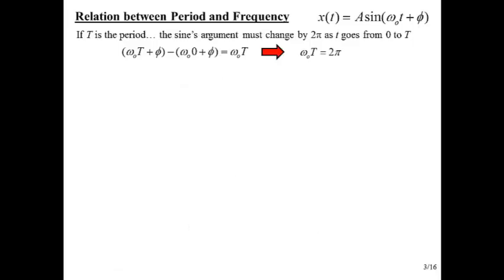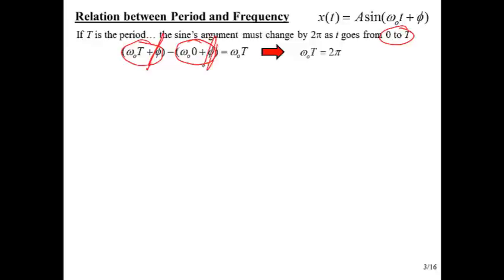So first, the relationship between the period and frequency. If capital T is the period, that means that's how long in time it takes for the sine wave to go through one cycle. So one cycle is 2 pi radians. If we think about time going from 0 to capital T, we have to have covered 2 pi. So here we are taking the argument at capital T. Here's the argument at 0. So looking at that difference, that's the total change in angle.